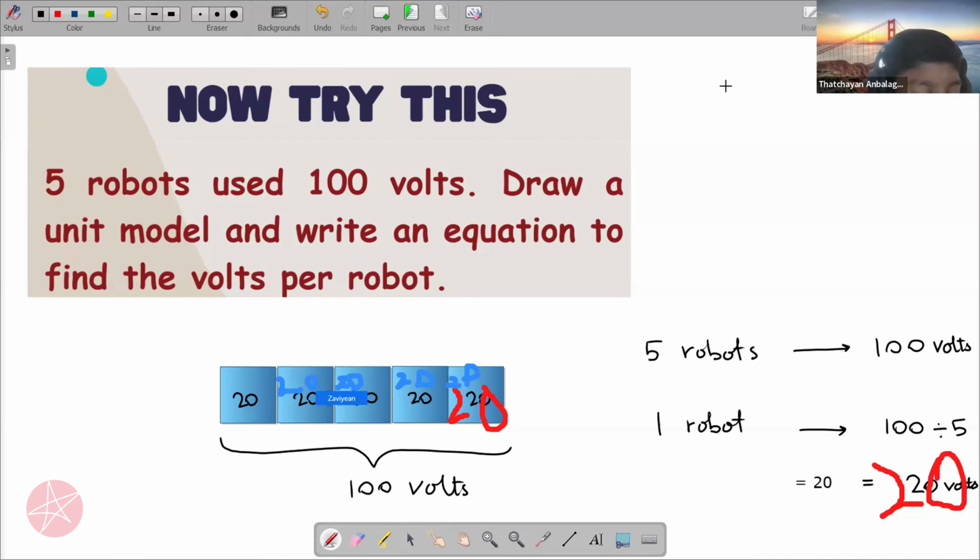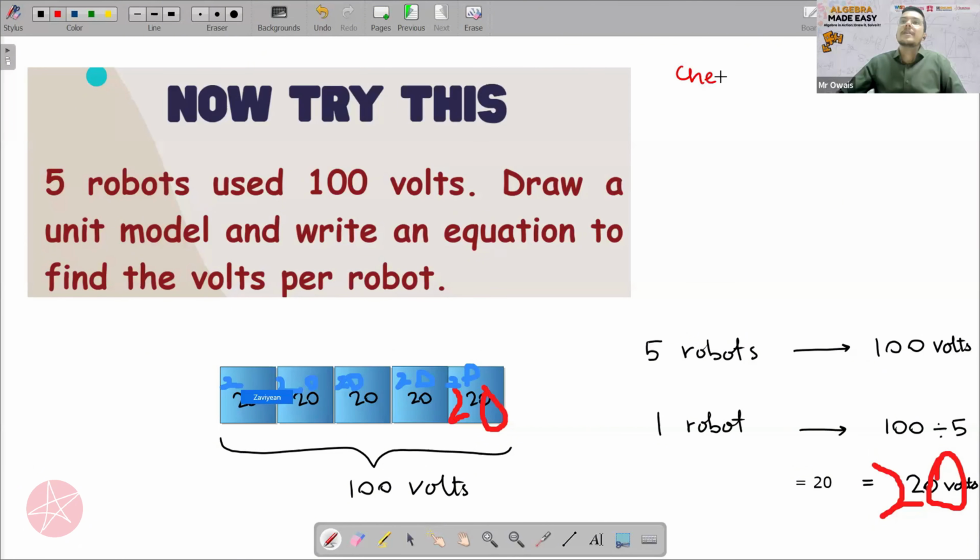Yeah, so in order to check the answer, 25 times 20. Yes, 20 times 5 or 5 times 20. This is how you check if your answer is correct. And we know that 5 times 2 is 10, so we get another 0 here. Yes, we know that 100 volts is the total amount that all the robots use together.